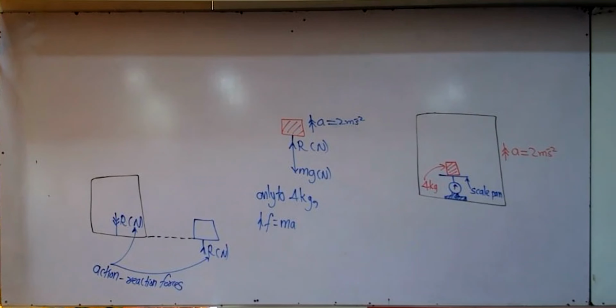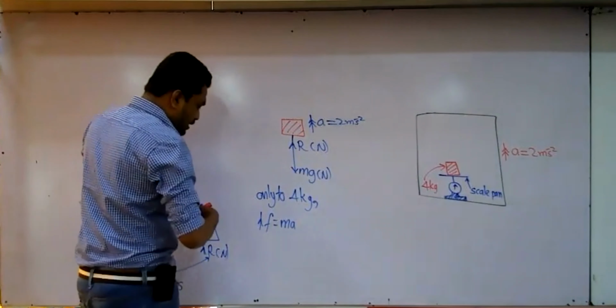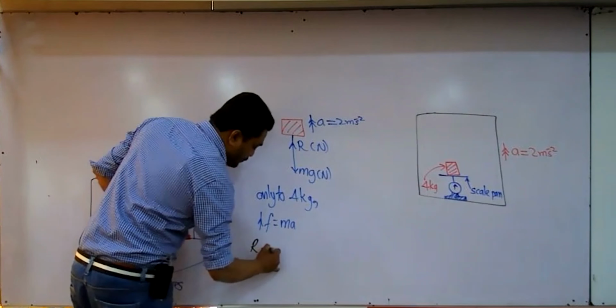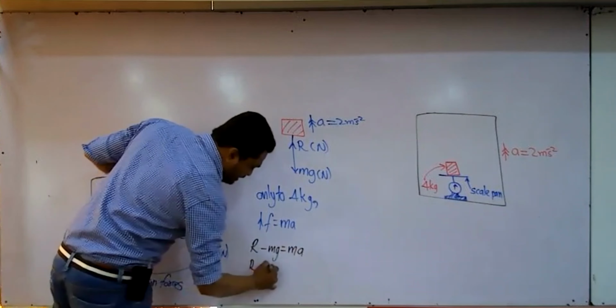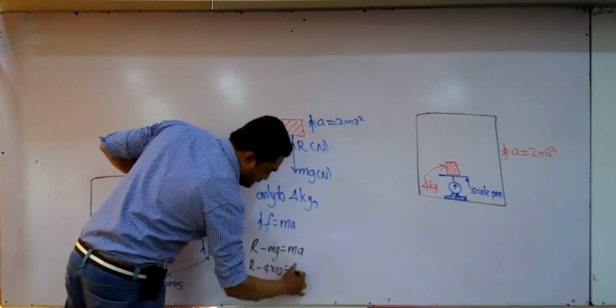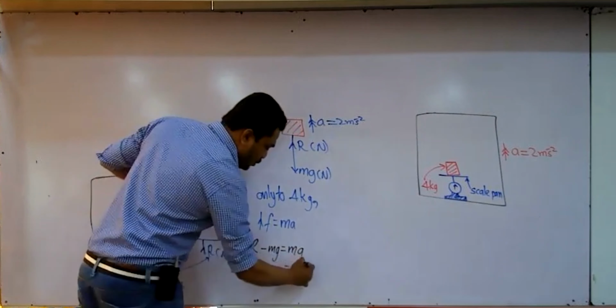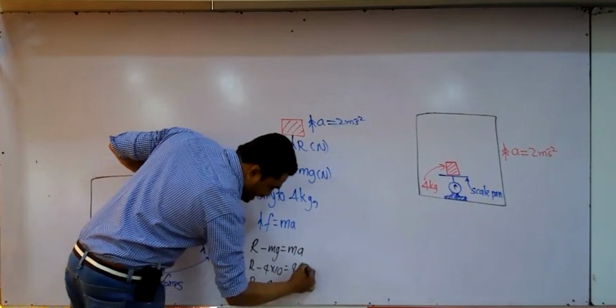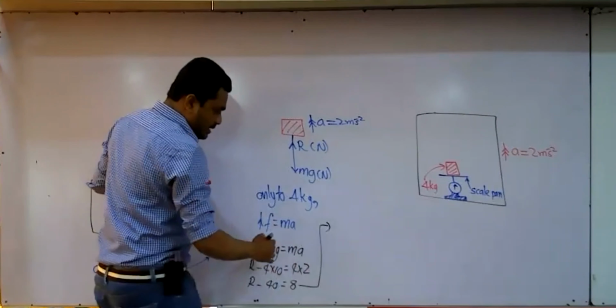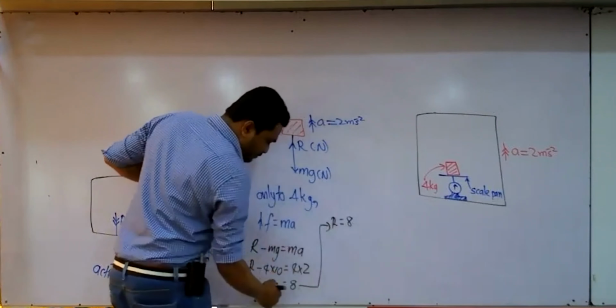Right, the upward force is R, the downward force is mg, and the net force equals ma. So R minus m g, where m is 4 and g is 10. Mass is 4, acceleration is 2. So R minus 4 times 10, which is 40, equals 4 times 2, which is 8. So R equals 8 plus 40, therefore R equals 48 Newton.